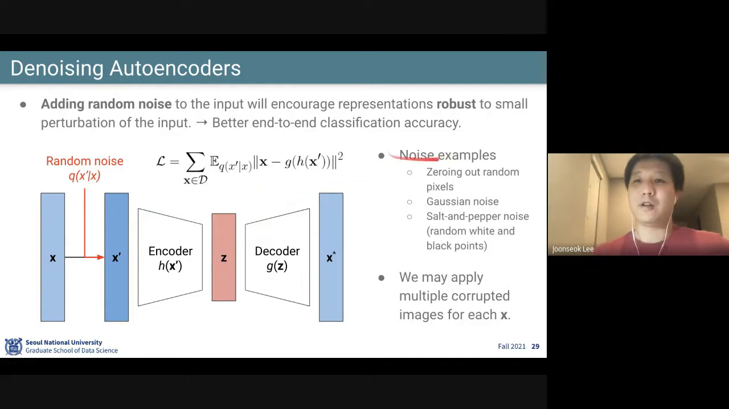Noise examples are like this: zeroing out some random pixels, which means we are just adding some black dots, just like the old films. Sometimes we add Gaussian noise to the pixel intensities, or salt and pepper noise, randomly adding some white dots or black dots to the image. Still, as a human, we can perceive what that image means, and we also want this model to learn that as well, regardless of those small changes.